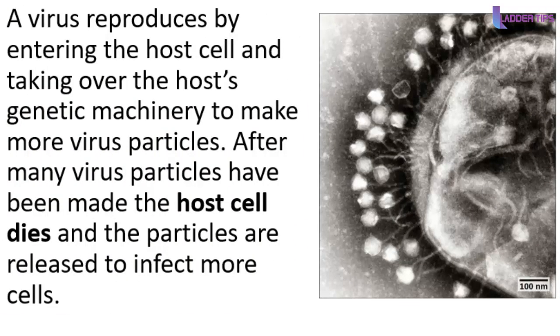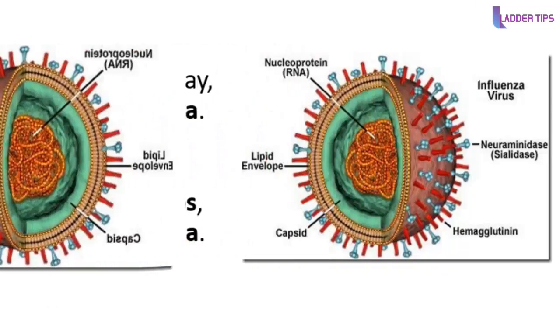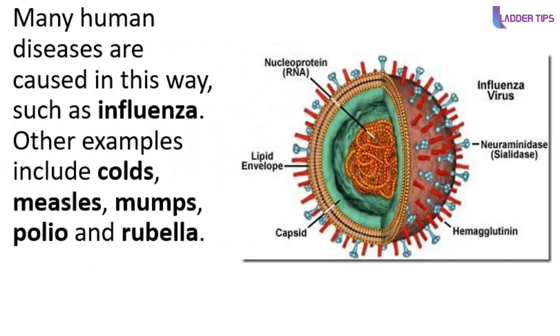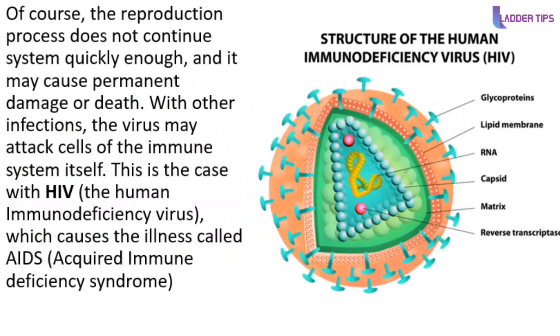A virus reproduces by entering the host cell and taking over the host genetic machinery to make more virus particles. After many virus particles have been made, the host cell dies and the particles are released to infect more cells. Many human diseases are caused in this way, such as influenza. Other examples include colds, measles, mumps, polio, and rubella. Of course, if the reproduction process doesn't continue quickly enough, it may cause permanent damage or death.